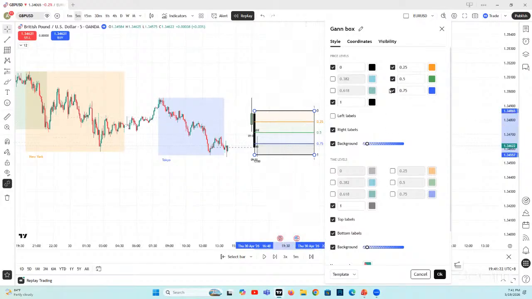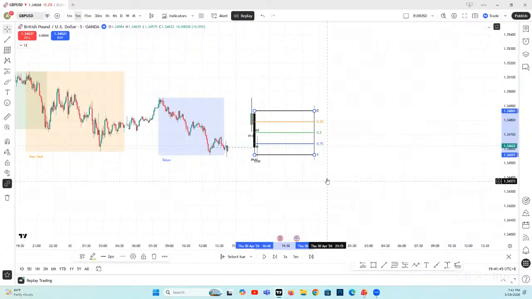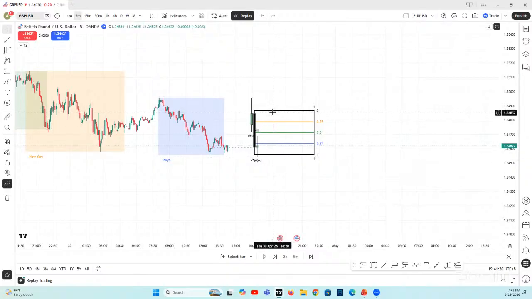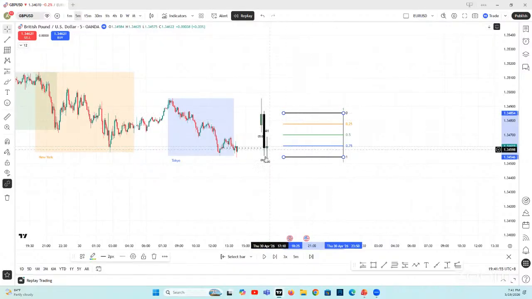This is the color of the background. If you put a check mark here, there will be some colors in the background, but remove that so it will be clear like that. That's it, guys. So once you have that, now you have your Gann box, because it's just marking the high and the low.